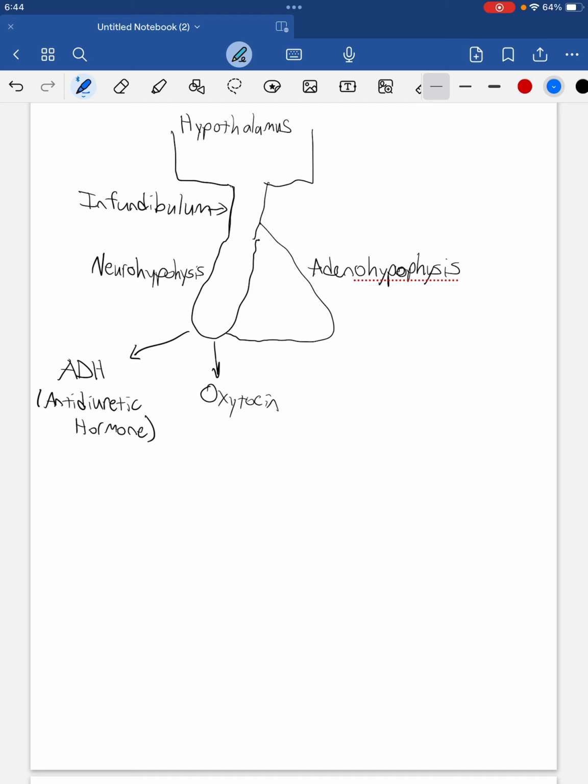Hey class. So I wanted to do another lecture just going over and kind of putting all the hormones together and talking a little bit more about their function. Okay. So here I drew the hypothalamus.